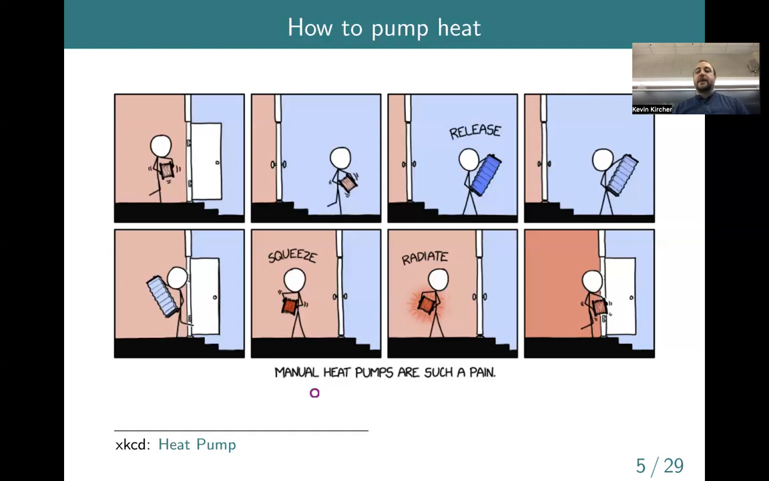Okay, and the caption here is "manual heat pumps are such a pain." Obviously, this is not a thing that anybody would really do in practice, but I do think it's a nice illustration of what a heat pump, the machine, is trying to do.